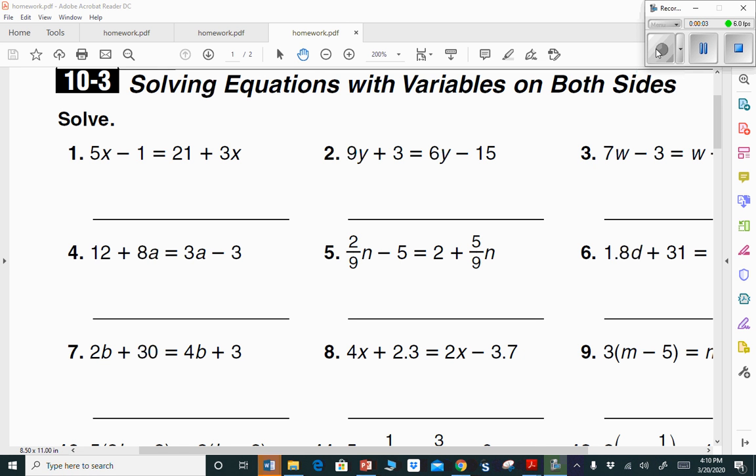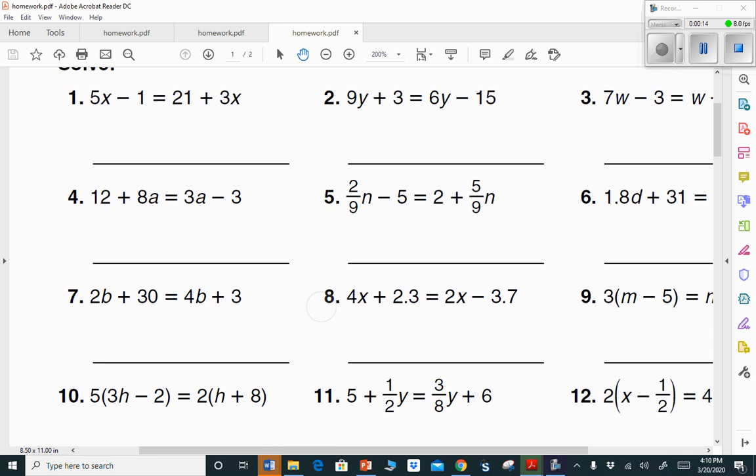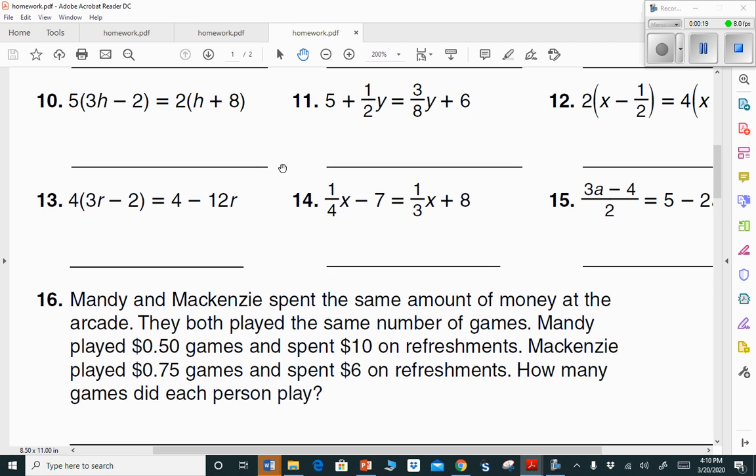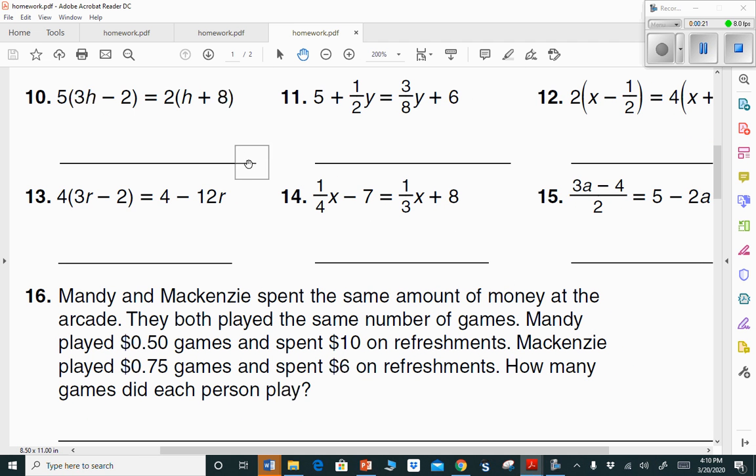Pre-algebra, the second part of 10-3, solving equations with variables on both sides. Continue taking notes. Last time we did number 9, which involved the distributive property. This time we're going to do number 10, which also involves the distributive property.